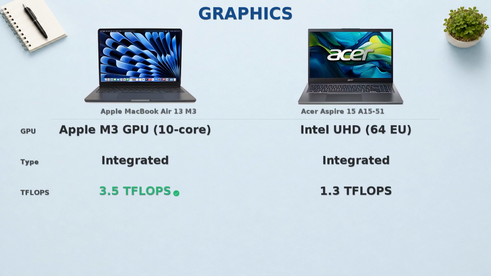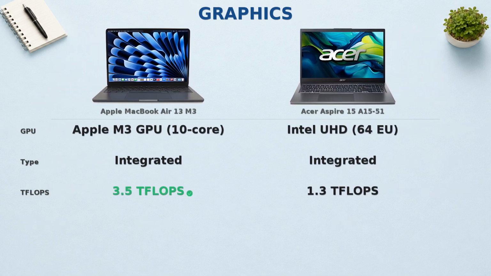You're choosing between the MacBook Air's Apple M3 GPU with 10 cores and the Aspire's Intel UHD with 64 execution units, both integrated designs. On paper, the MacBook Air claims 3.5 teraflops while the Aspire lists 1.3 teraflops, but these numbers aren't directly comparable. Real-world graphics performance will depend more on software optimization and the specific creative or gaming apps you use.